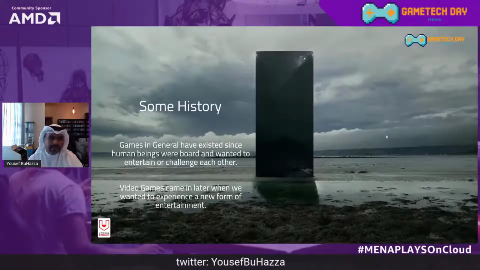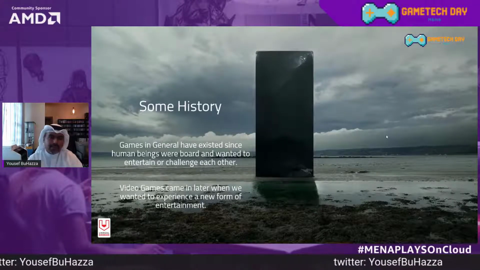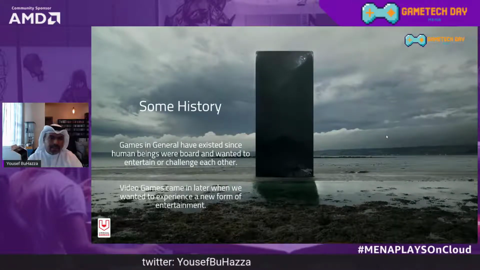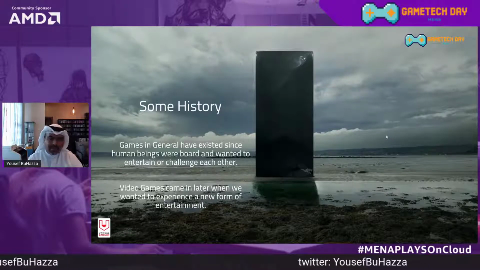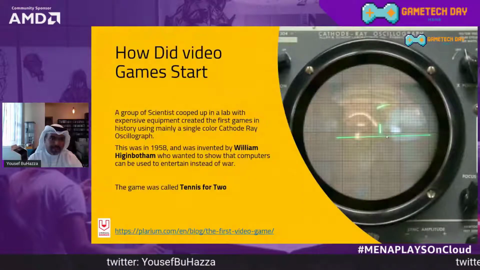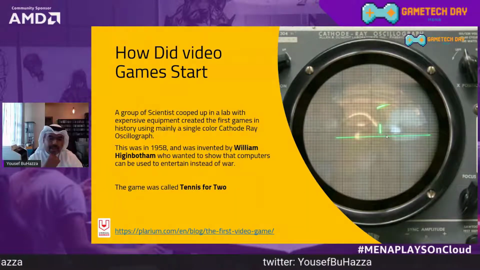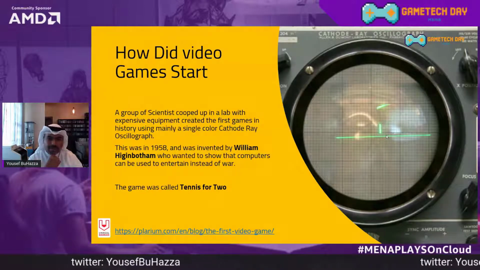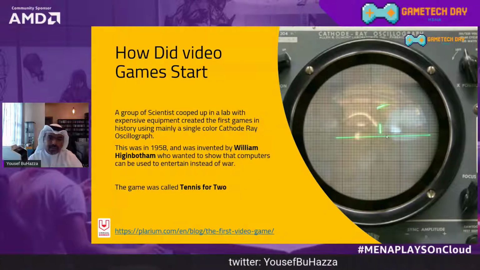Games have existed since the beginning of time. Basically, we created games to entertain and challenge each other. Video games allowed us to experience a new form of entertainment, and allowed us to experiment beyond the tools that we had. Video games actually started back in 1958, where William Higinbotham, and I hope I'm not butchering the name, wanted to show that computers can be used to entertain instead of war.